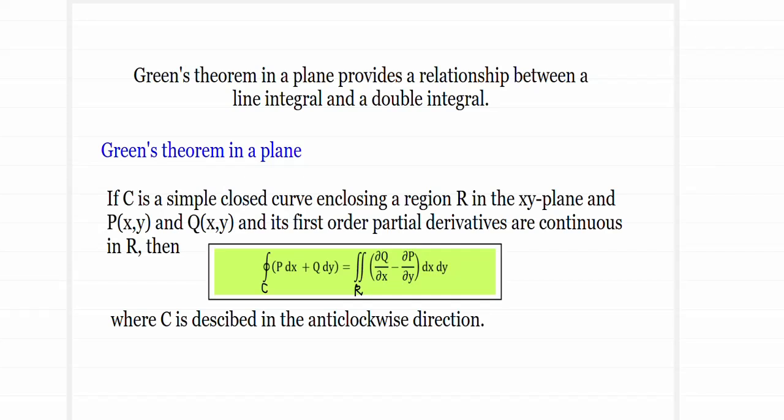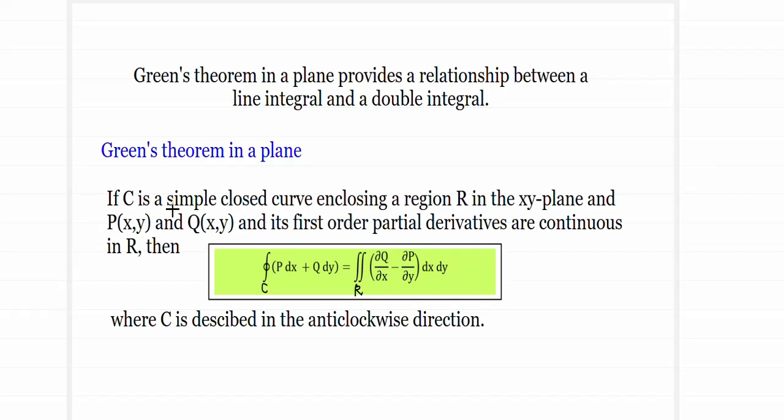Let C be a simple closed curve that encloses a region R in the xy plane. And let P(x, y) and Q(x, y) have first order partial derivatives which are continuous in the region R defined. Then the theorem says the integral over the closed curve C of P dx plus Q dy equals the double integral over the region R of dou Q by dou x, the partial derivative of Q with respect to x, minus dou P by dou y, with respect to dx dy. And we have to be cautious to say that C is described in the anti-clockwise direction.